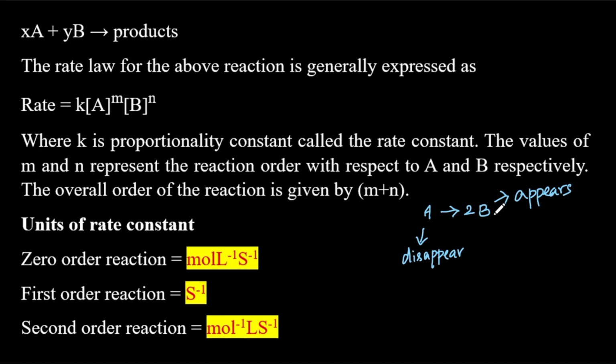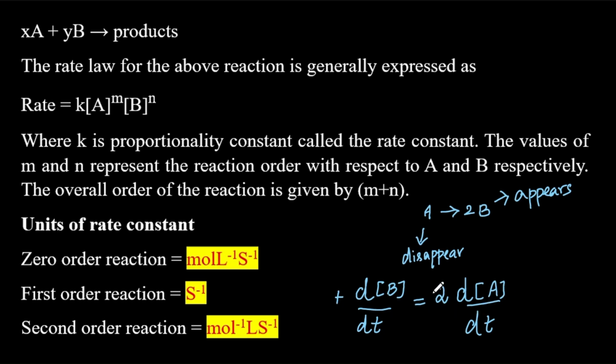So if I want to write the rate of the reaction for B, so the change in concentration of B divided by change in time, and B is the product, so you have to write plus, no need to write negative sign, is equal to, so as we saw, 2 moles of B appears when 1 mole of A disappears. So how to write the rate of B with respect to A? The rate of formation of B is 2 times the rate of disappearance of A.